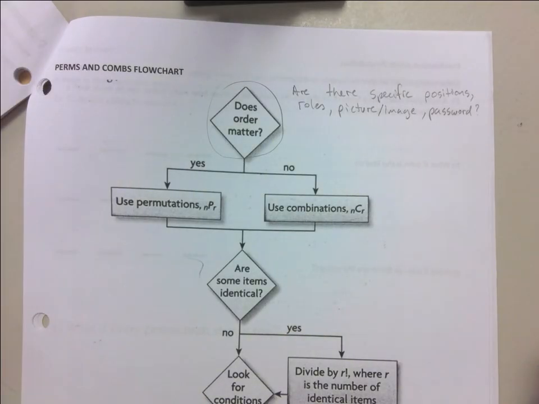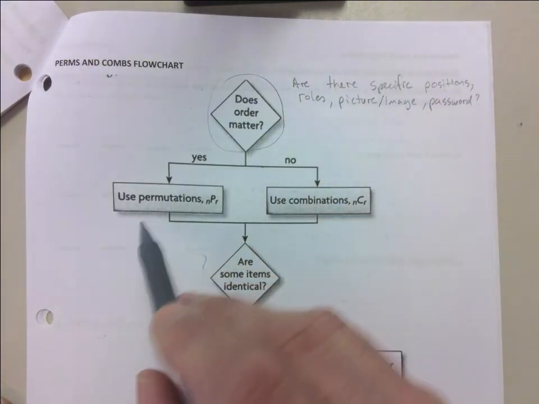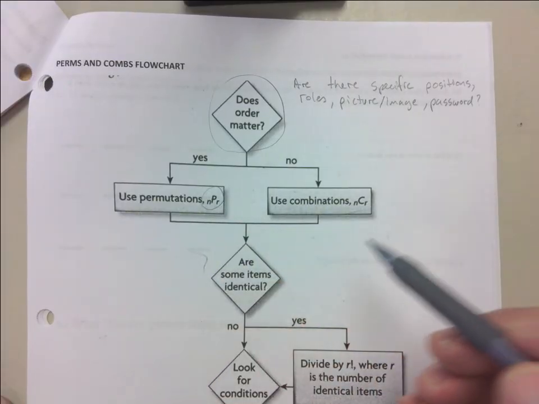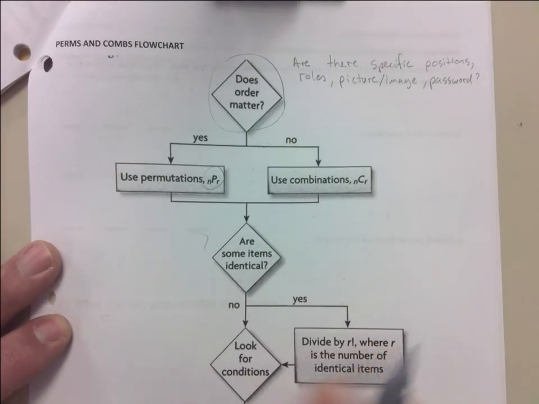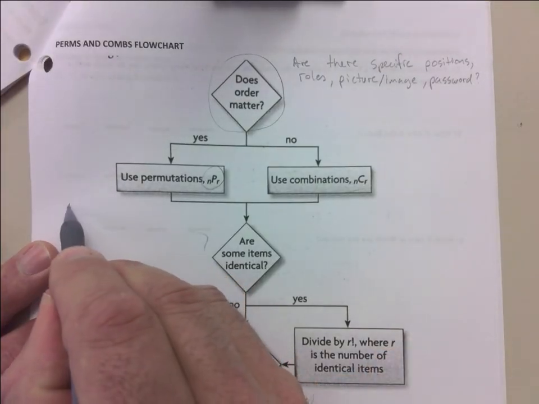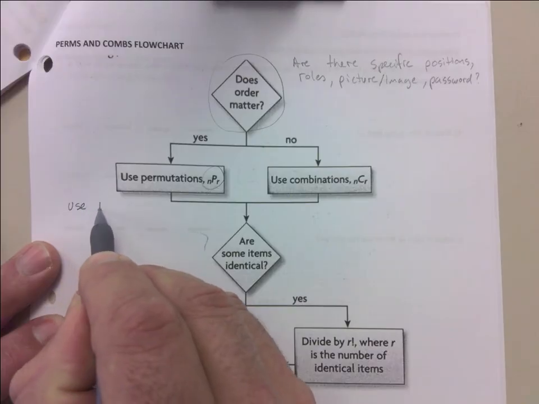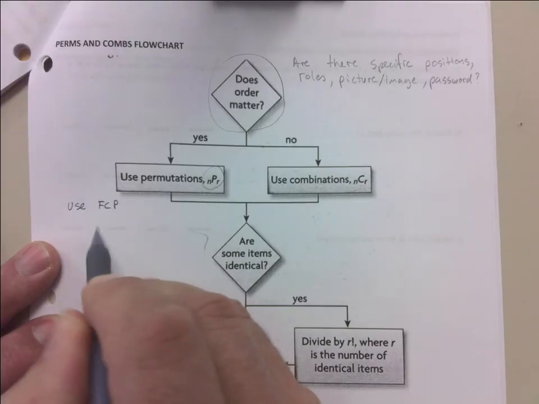Is it just that I need a group of a bunch of people, or would it matter whether I pick the one person first and the next person second? That's basically the question you want to ask yourself. If order matters, then you're in the permutation camp. I will add a note here: use the fundamental counting principle.